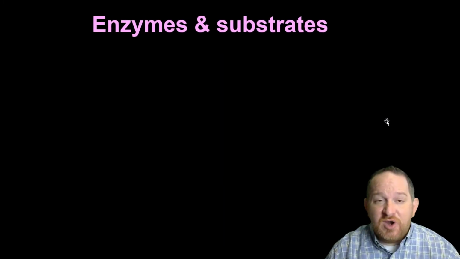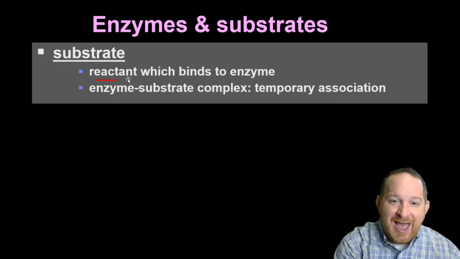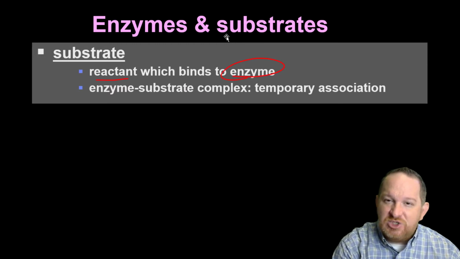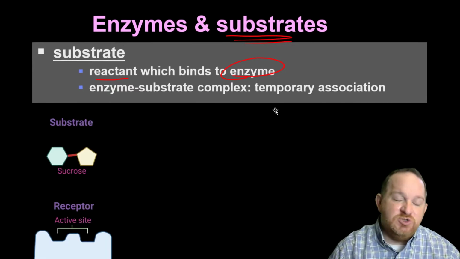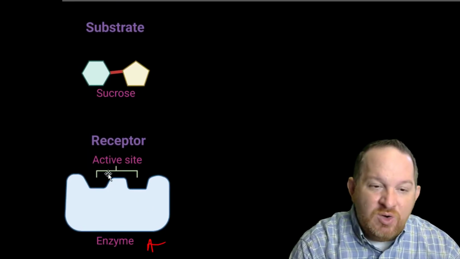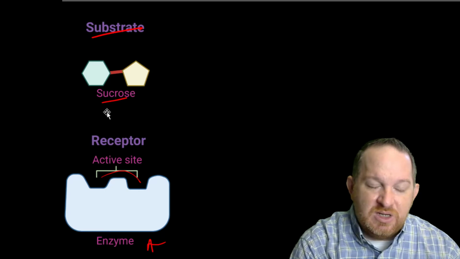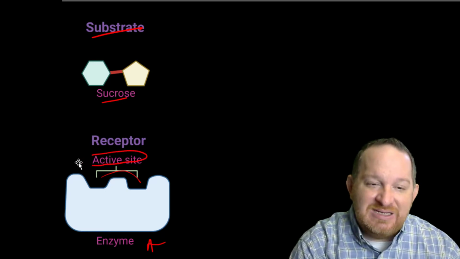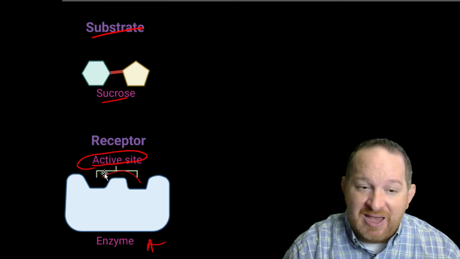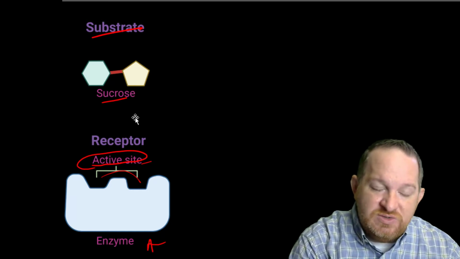So how does a substrate fit in? How does that work? So a substrate is basically just the reactant that binds to the enzyme, all right? So it's just the fancy word for whatever chemical, whatever reactant is binding to the enzyme. And then it forms that temporary enzyme substrate complex. So let me give you a very specific example. Okay, here's our enzyme. And notice we have a place here where the substrate, in this case sucrose, is going to bind. The place where the substrate binds, we call the active site.